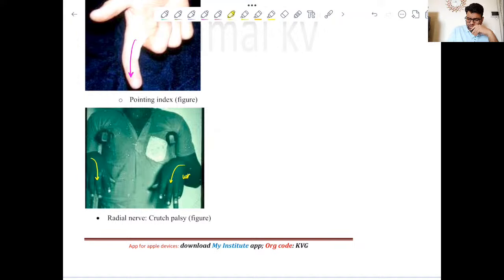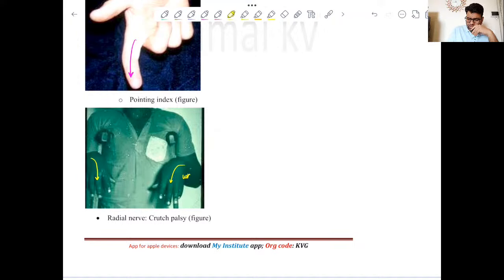Axillary nerve can be injured in two circumstances: either there is anterior dislocation of the shoulder, or there is fracture surgical neck of humerus. Clear? So both the injuries around shoulder.